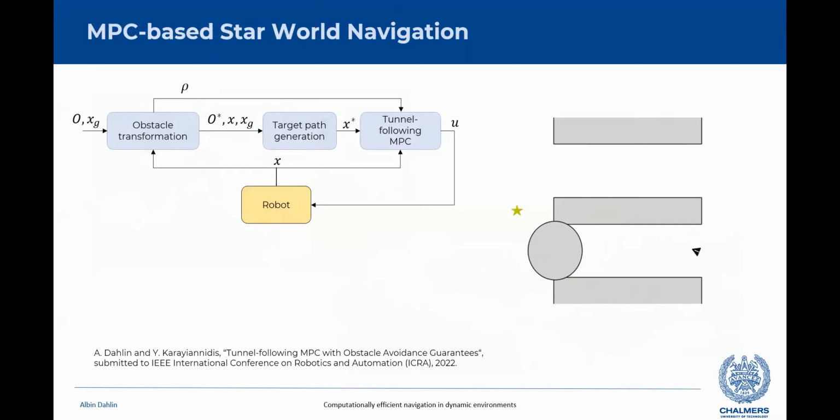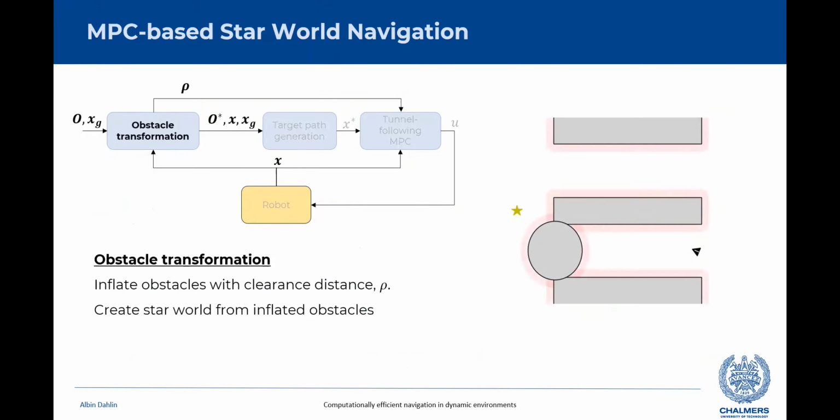And this is the next part of our work here. So the motion control scheme is divided into 3 main components, where the star world generation and potential field constitute the first 2 steps. So going through the scheme step by step, we first look into the obstacle transformation, where we first inflate the obstacles. So looking at the figure to the right, we take all original obstacles and just expand them with some clearance distance rho.